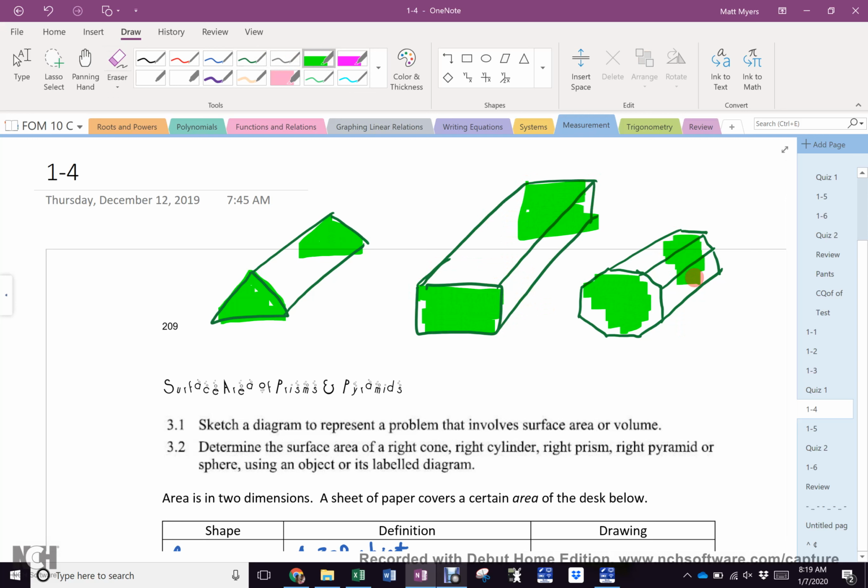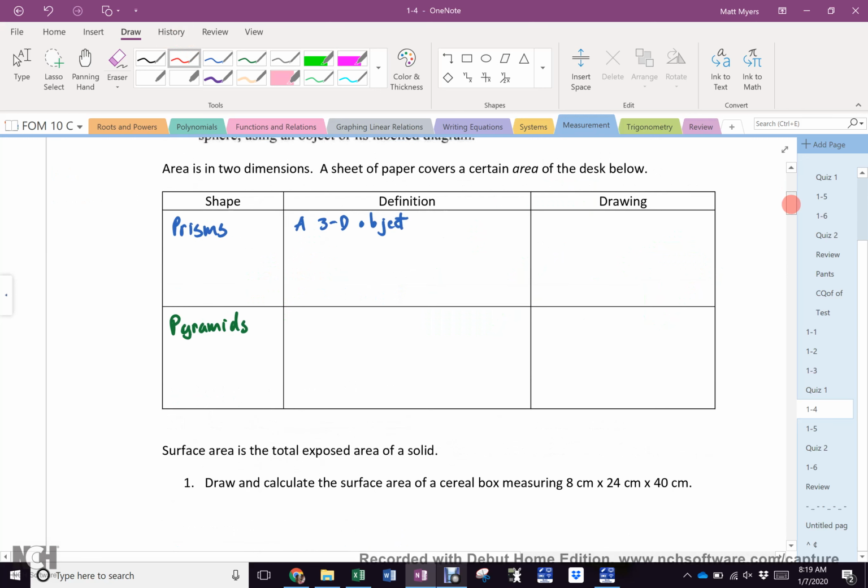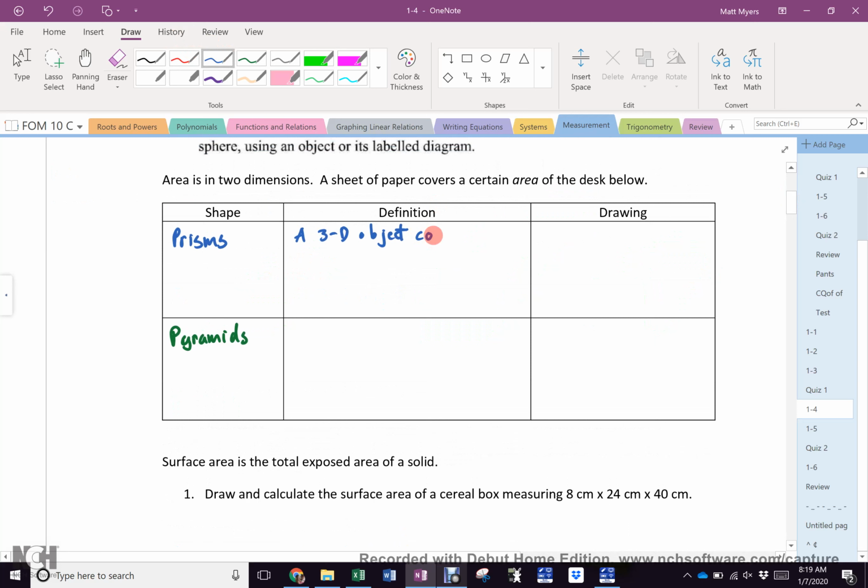It's a two-dimensional shape that has been repeated, yes? Because this triangle is right there, all the way to the back. Everybody understand? All right. So a prism is a 3D object consisting of a 2D shape that repeats. Everybody agrees? Yeah? All right, it repeats.